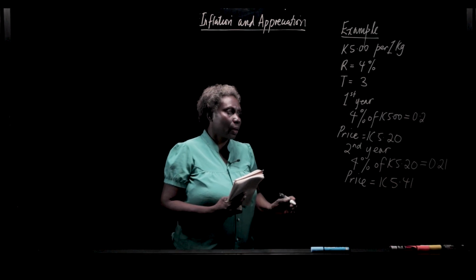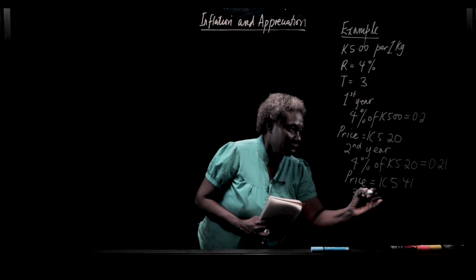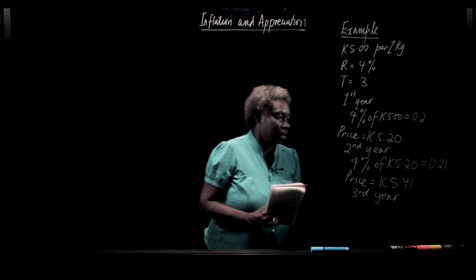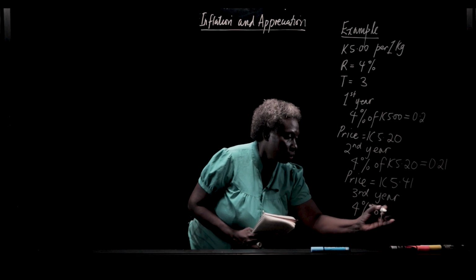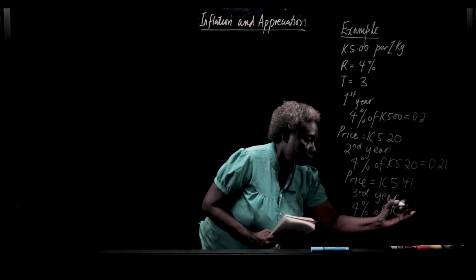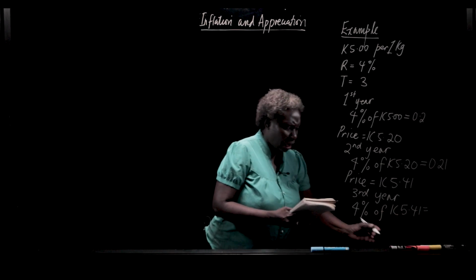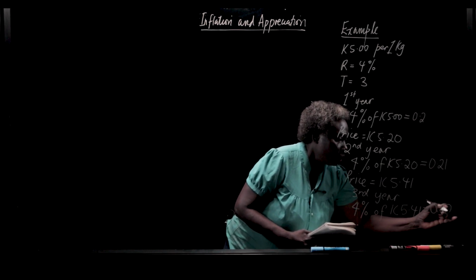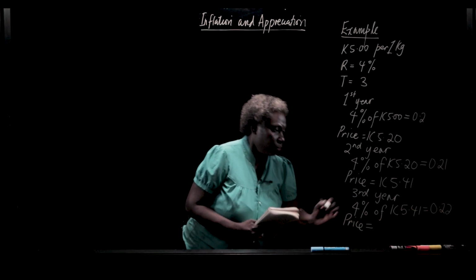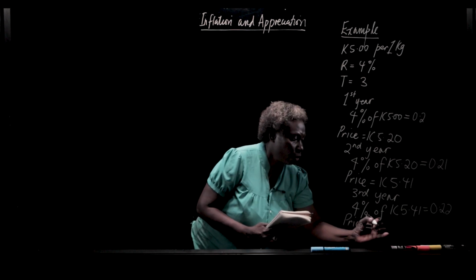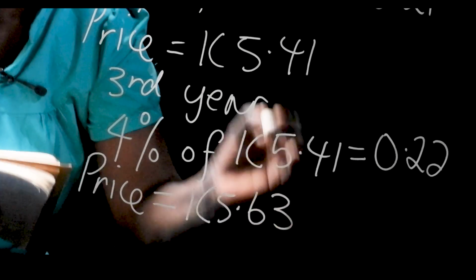Let's look at the price of rice at the end of the third year. Again, we have 4% of 5 kina 41 toya, which is now 22 toya. So the price of that packet of rice at the end of the third year is 5 kina 63 toya.